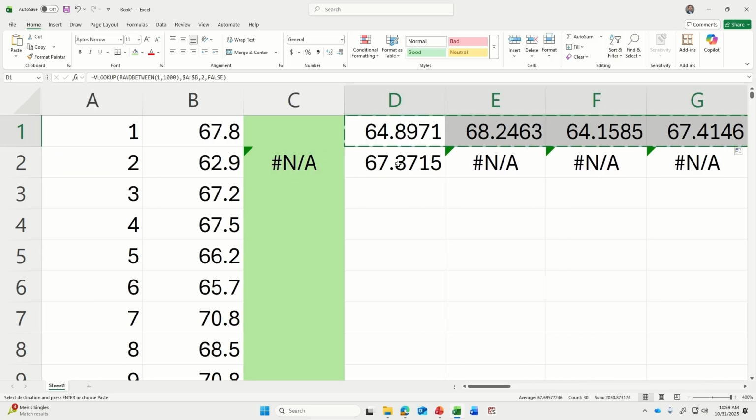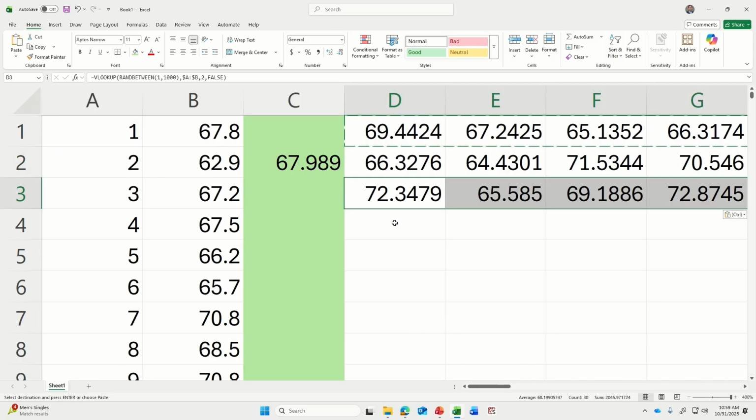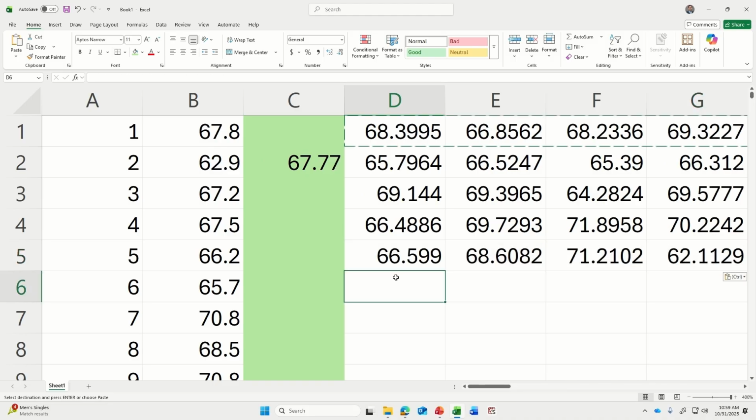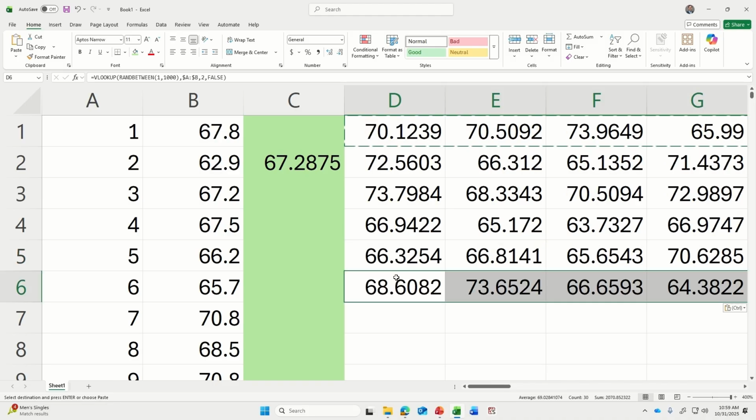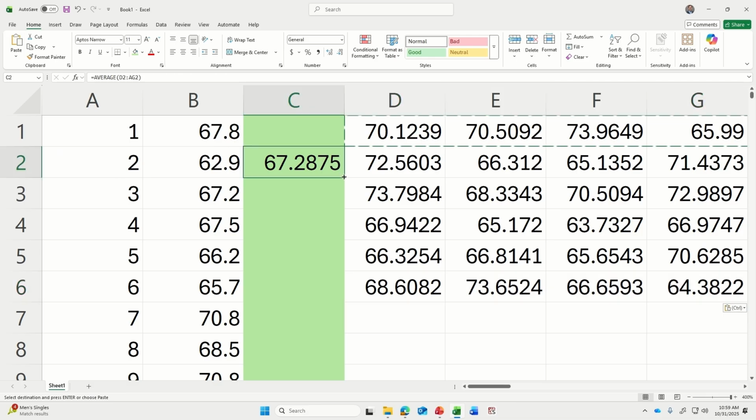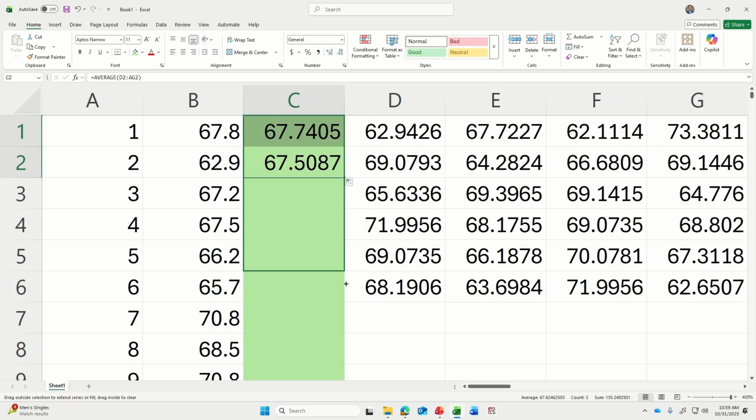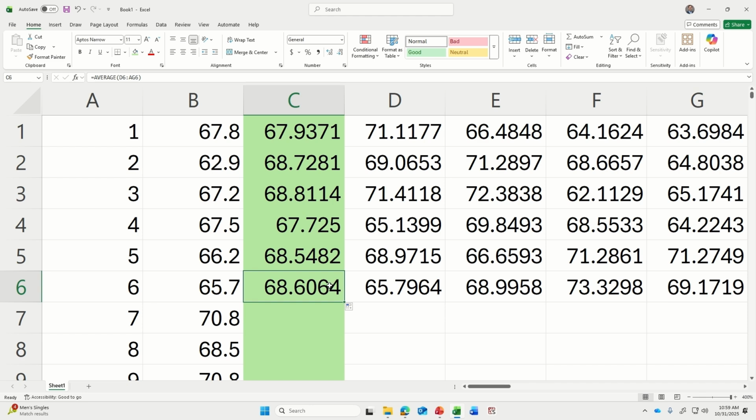Because now I want every single row of this spreadsheet to contain a different sample of 30 random students. And then we're going to take the sample mean here in column C.